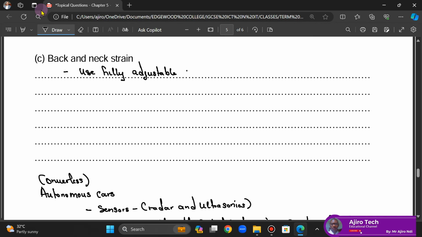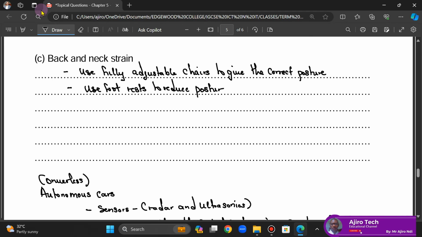Adjustable chairs give the correct posture. Another one is to use a footrest to reduce posture problems.